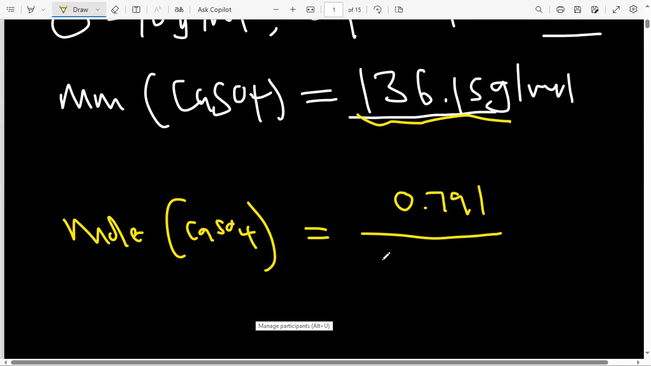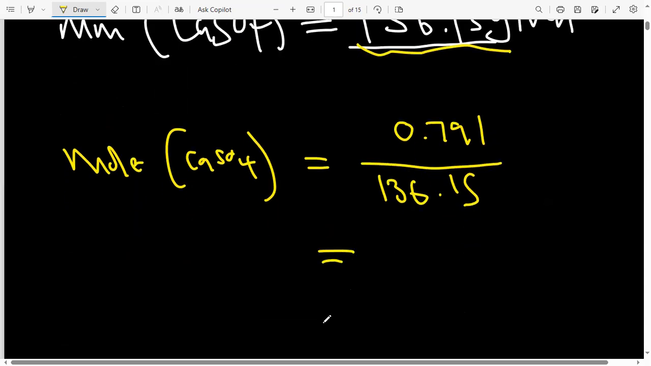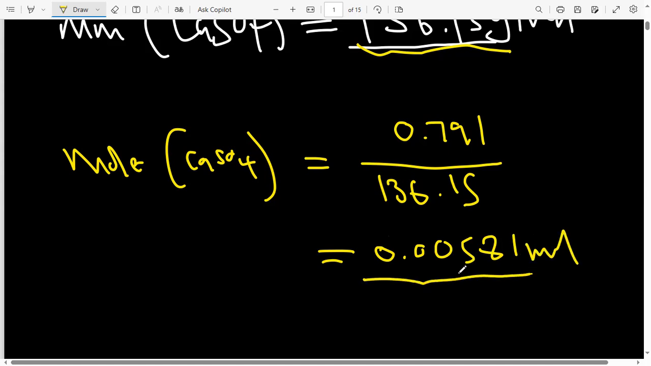So let's divide by 136.15. Punch this value on your calculator. What are you going to get? When I punch this, I'm getting approximately 0.00581 moles. These are moles of calcium sulfate. So we've answered the first question there. Any questions?